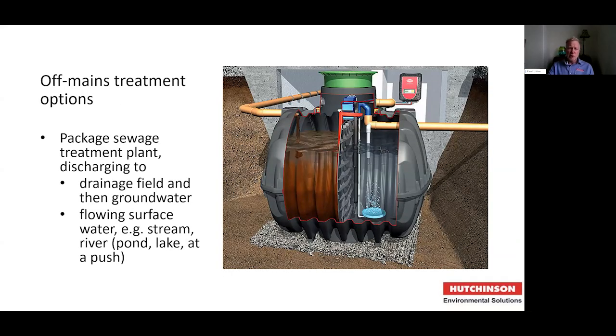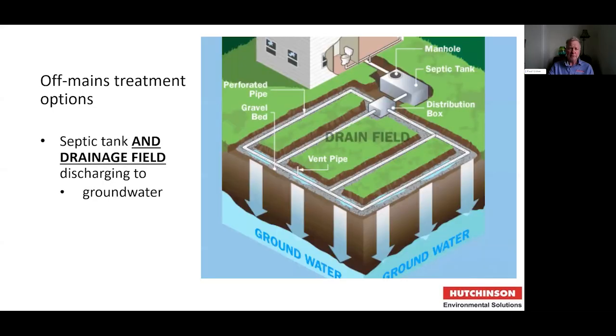One of the most popular choices these days is the packaged sewage treatment plant, which you can see there, and that can discharge to a drainage field, which then goes into groundwater, or it can go into flowing surface water, such as a stream or a pond or a lake. And we'll come back to those shortly. But the most common currently installed off-mains treatment system is a septic tank, as you can see there, and a drainage field, and that discharges to groundwater.